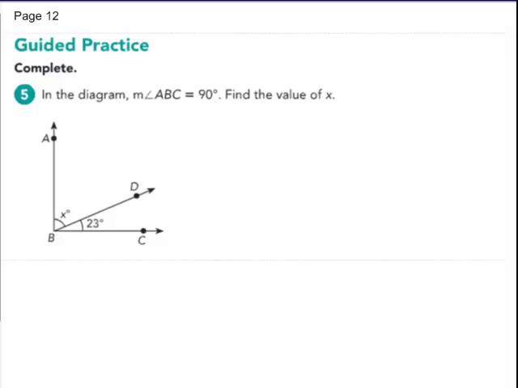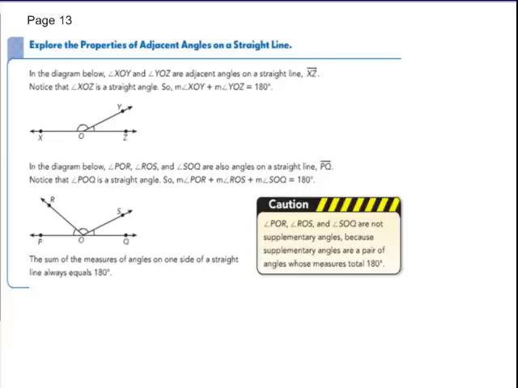In the diagram, the measure of angle ABC is 90 degrees. Find the value of X. So if ABC, the entire angle, is 90, and DBC is 23, so they are complements. So we're going to get an angle measure of 67 degrees. 67 and 23 makes that angle of the complementary adjacent angles. So X would equal 67 degrees.